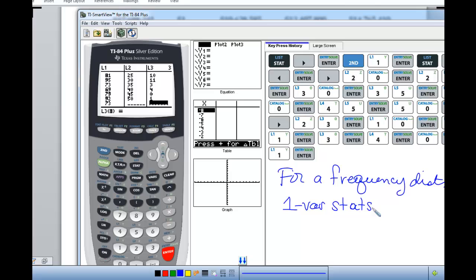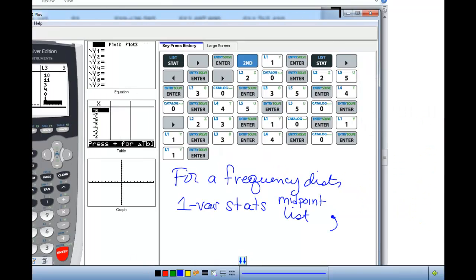And I'm going to tell it where my midpoints are. Comma. The comma is right above the 7 key, I think. And then I'm going to tell it where my frequencies are. Okay, we tell it which list those values are in. So we'll still do the one variable stats like we did before. We'll say where our midpoints are, which mine this time are in L2. I'm going to use the comma above the 7 key, and then I'll tell it where my frequencies are, which is L3 is where I put mine. Okay, so let's do that.